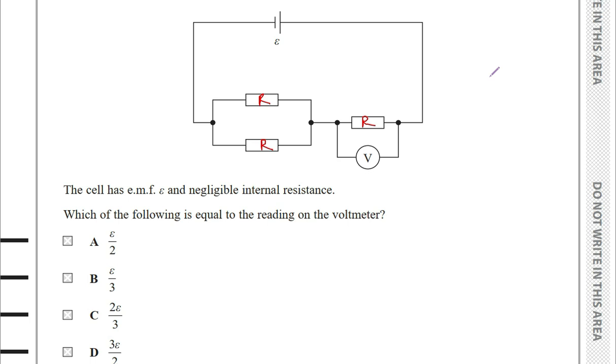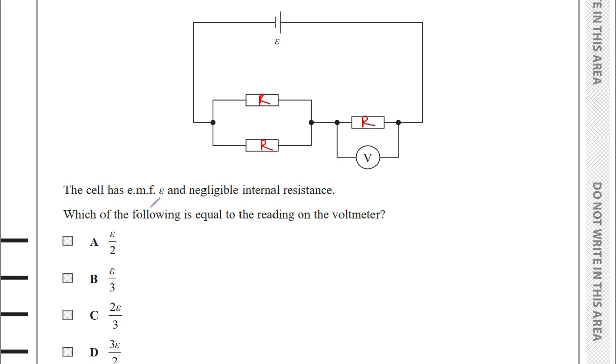Should also add, some of my students were a bit confused with the symbol of EMF. I heard a lot of students calling it E. This is not E. This is epsilon. It's a Greek symbol, epsilon. It's not a cursive E. Please remember that. Now the question says, which of the following is equal to the reading on the voltmeter?